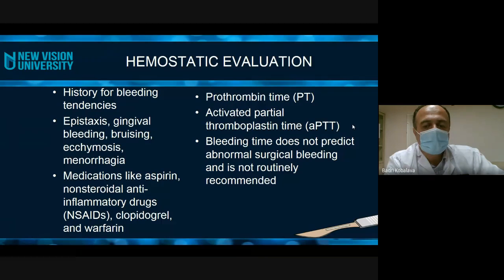Unfortunately, bleeding time does not predict surgical bleeding. It just tests the initial thrombus formation, just aggregation of the platelets. It is the initial stage of hemostasis, but does not reveal abnormalities of the coagulation cascade. That's why the first two parameters are much more informative.